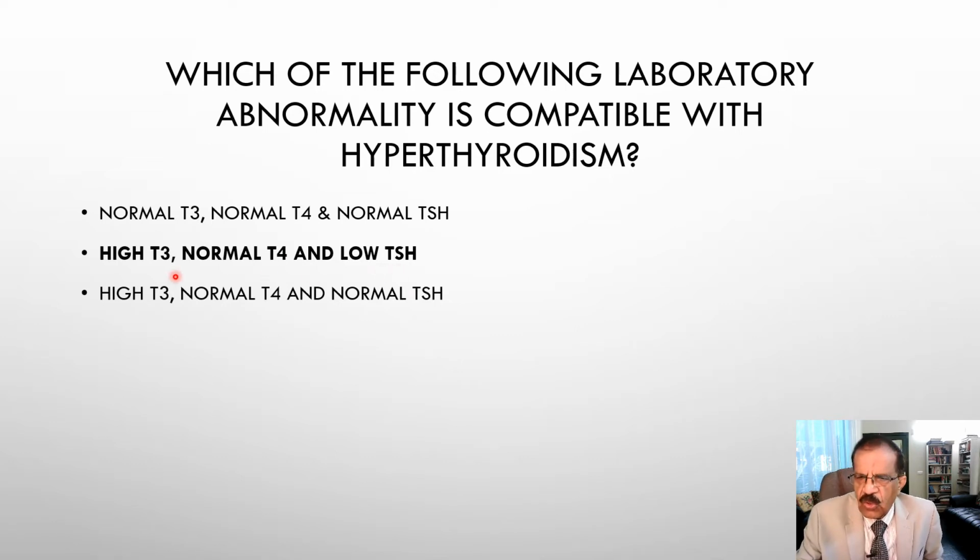Now there is a condition called T3 toxicosis that actually refers to this condition where only T3 is elevated, T4 may be normal. So you may be confronted with the situation. The patient has symptoms suggestive of Graves' disease, but T4 may be normal, but T3 is high. When T3 is high, T3 will obviously suppress TSH because T3 has inhibitory effect on pituitary gland. It suppresses production of TSH, so TSH will be low. So out of the three, this one is compatible with the diagnosis of hyperthyroidism due to Graves' disease.